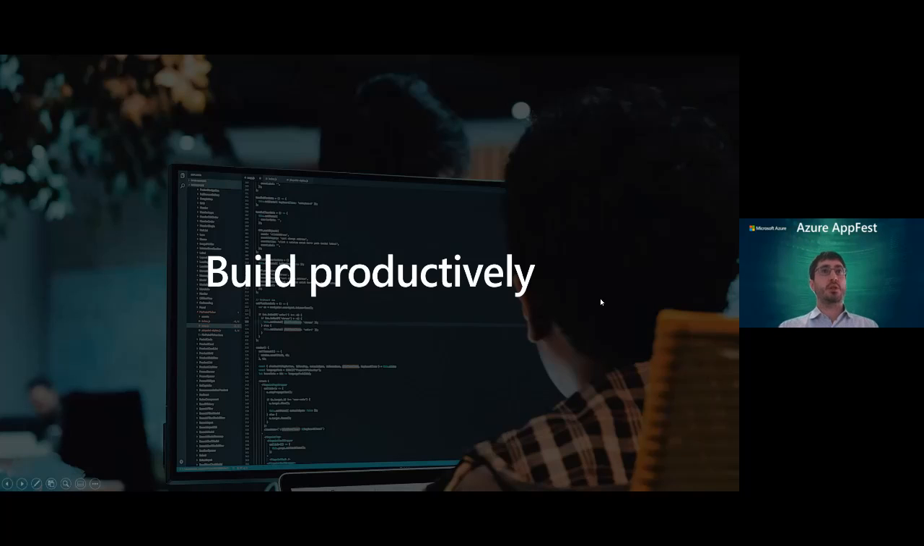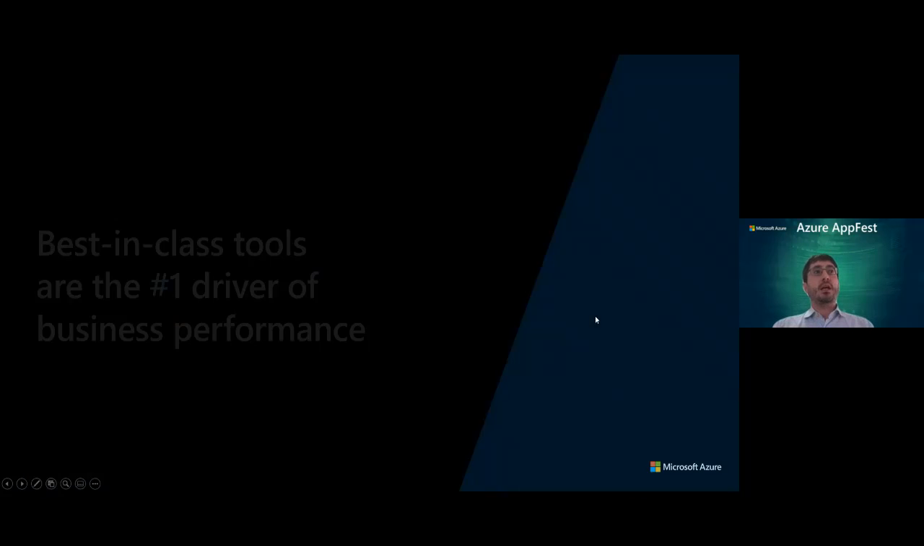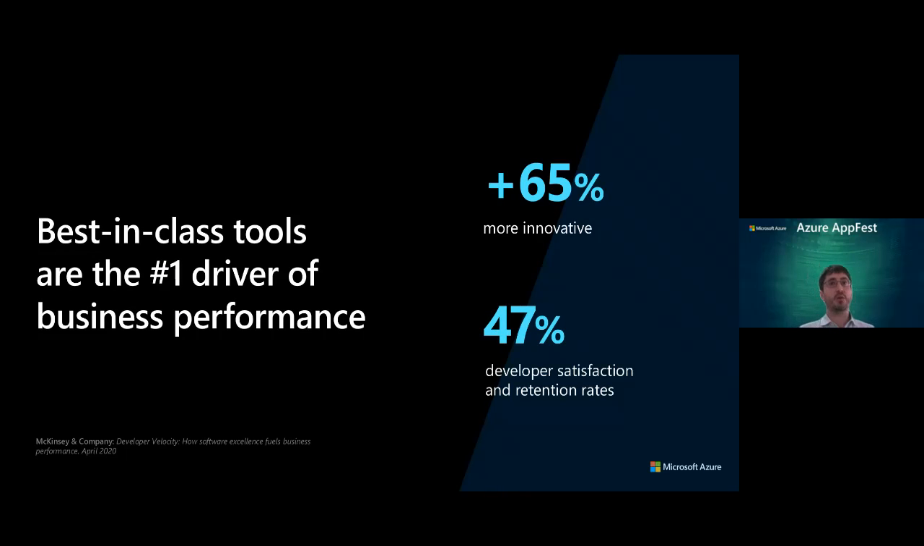I will cover only build productively today. In this area, according to all the studies that McKinsey and Microsoft have done, the key driver of business performance is related to adopting best-in-class tools, and especially using the right tool for the right job. By implementing this, companies succeed in achieving 65% more innovation, and they also decrease retention rate and improve developer satisfaction.